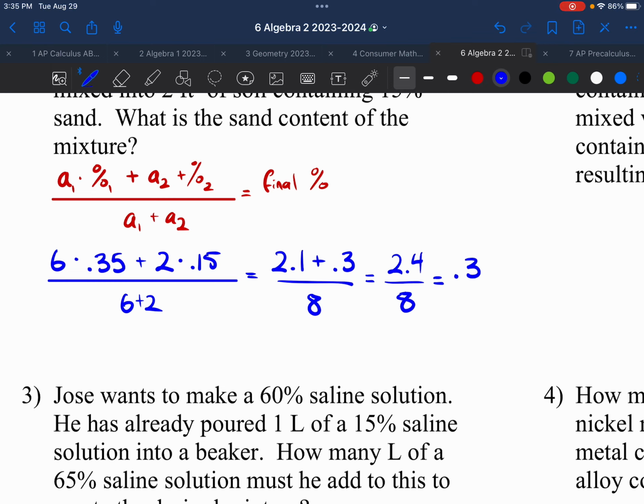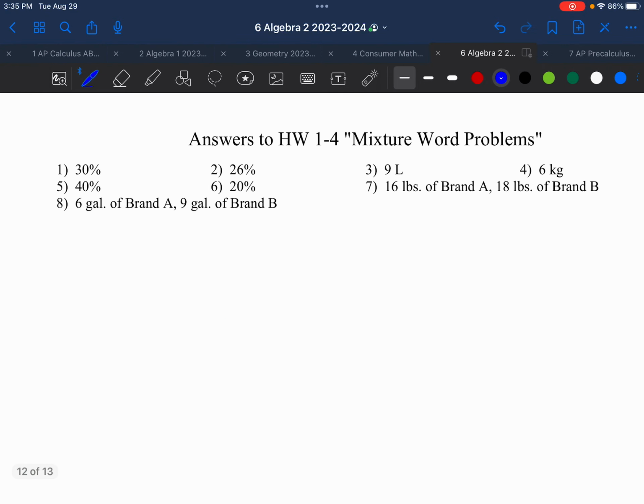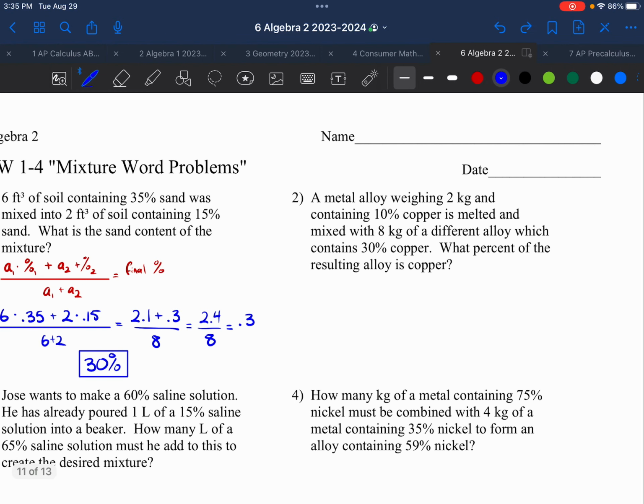So what is the sand content of the mixture? The answer here is going to be 30%, because 0.3 as a percent is 30%. Okay, let's go ahead and check our answer. We got 30% for number 1. So make sure that you have your highlighter tool, and this is going to be highlighted green.